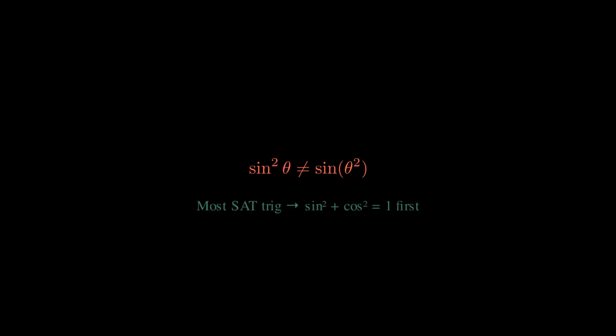SAT tip. Most SAT trig cleanup uses sine squared plus cosine squared equals 1. Reach for it before you hunt for angles. If you see a squared sine or cosine inside a bigger expression, ask whether the rest of the pieces can become a second square so you can factor like a difference of squares. When an equation mixes sine and cosine linearly, sometimes squaring both sides helps, but extraneous solutions appear, so you must verify in the original equation.